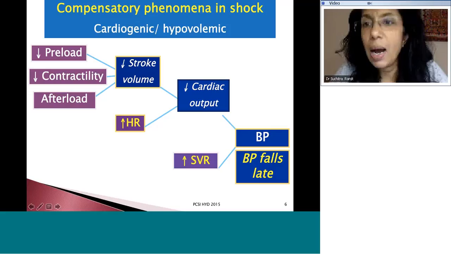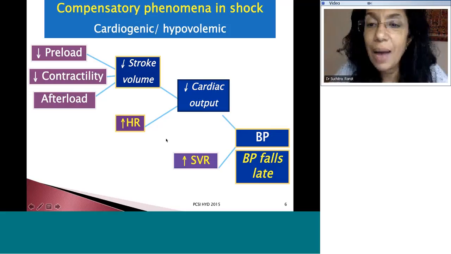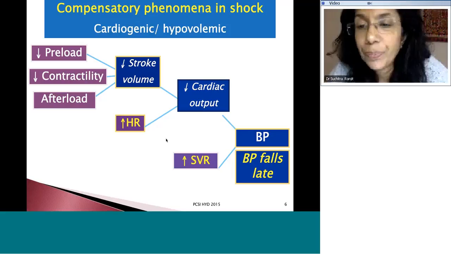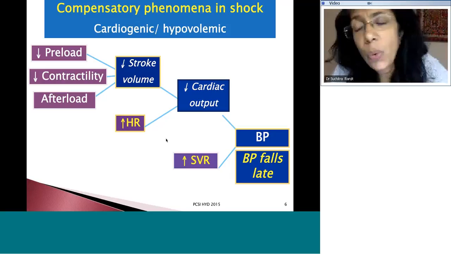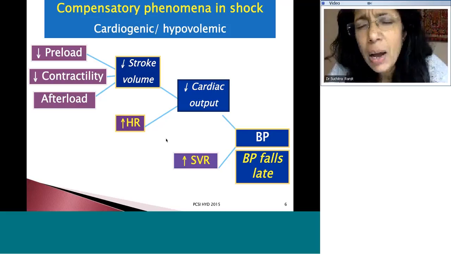What is the ideal CVP to ensure that we have adequate preload? Yeah, that's a good question. Unfortunately, we do go by CVP. Unfortunately, circulating volume is just one factor that determines the CVP value. What are the other conditions that determine CVP?